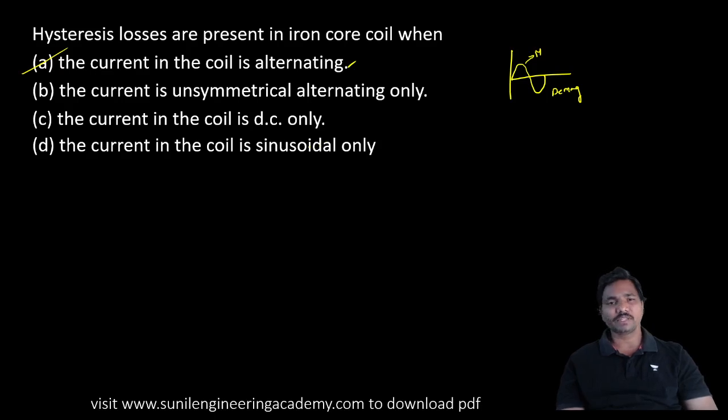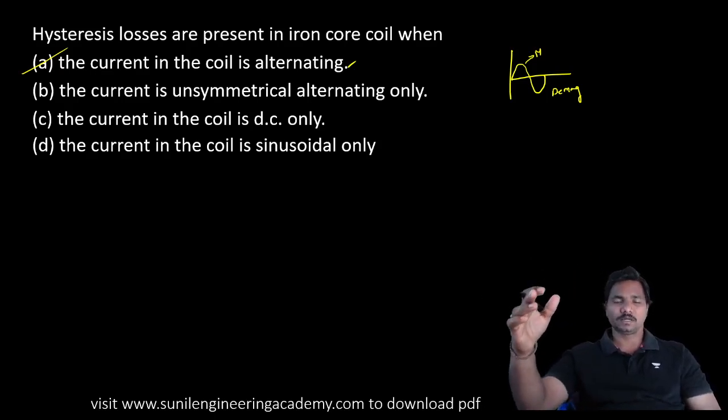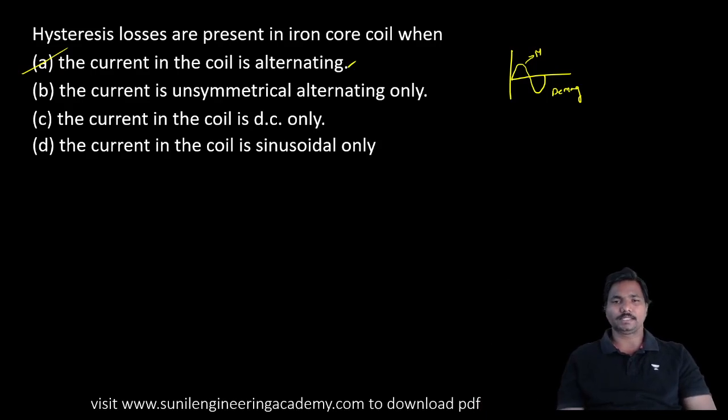Many students have confusion between alternating and sinusoidal. Whenever we have a positive or negative cycle, that is alternating: one positive, one negative, like that. It may be a ramp, a triangle, or a square, whatever it may be. All those are alternating if they have positive and negative parts. Sinusoidal is just one of them.